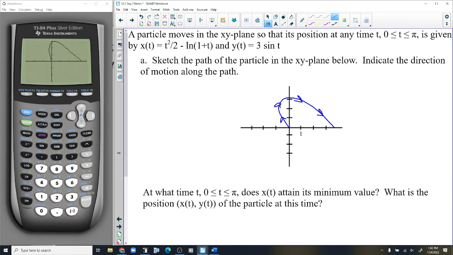At what time t for 0 to pi does x attain its minimum value? What is the position of the particle at this time? When does x attain its minimum value? All right, so let's go x prime of t is equal to, well, that's 1/2 t squared, so t, minus 1 over 1 plus t. There's the derivative, and to minimize, we set that equal to 0.